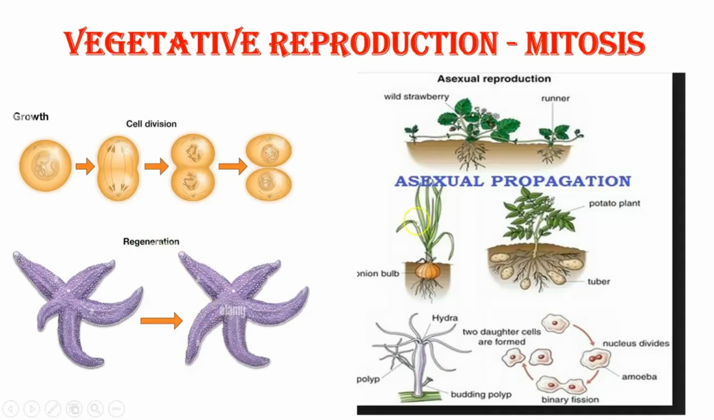And the vegetative type of reproduction of plants also comes under mitosis. And the name will be different. Formation of two new daughter cells from a parent cell in amoeba, we call it binary fission, and in hydra we call it budding, but the procedure is the same.